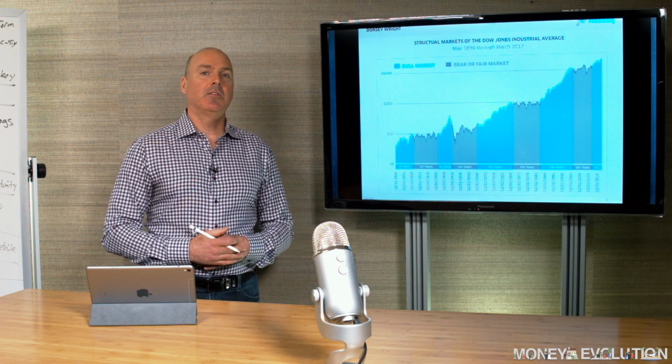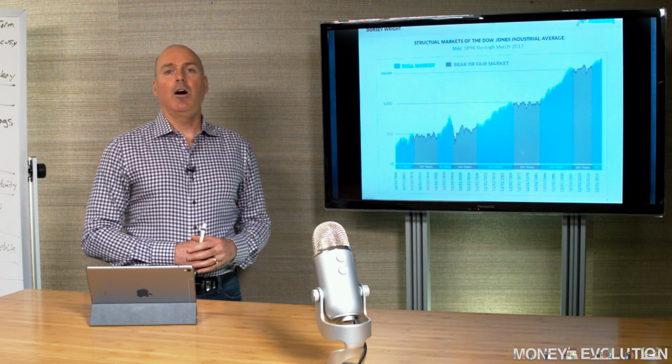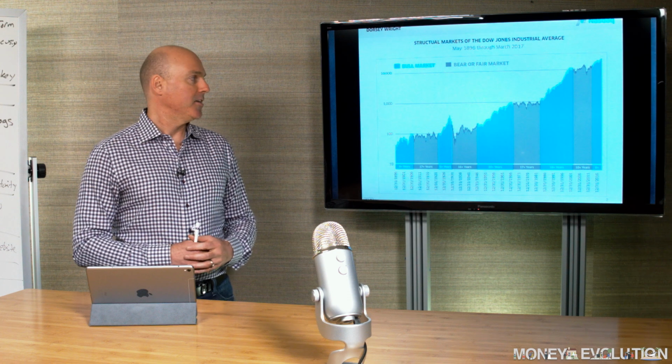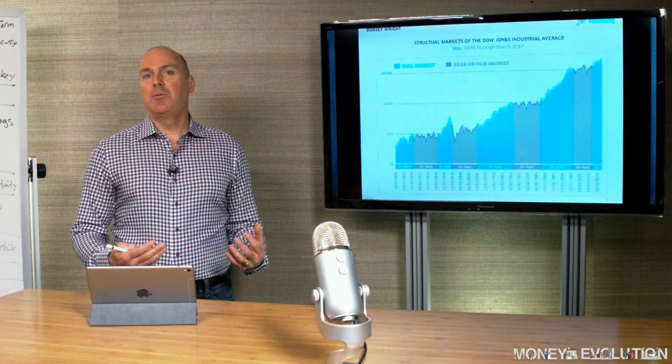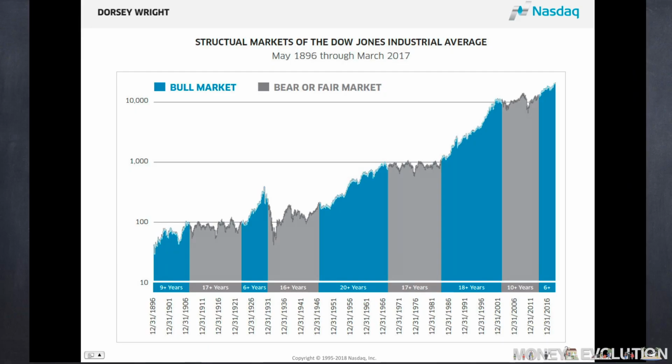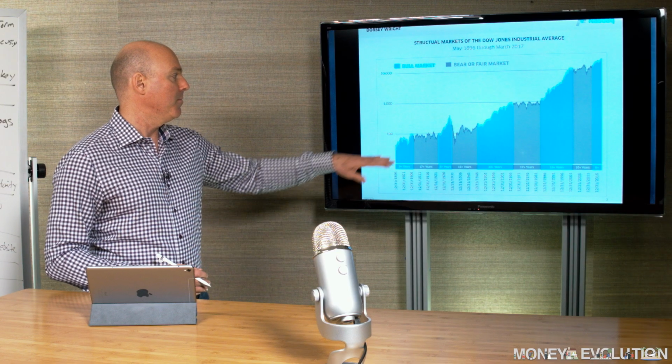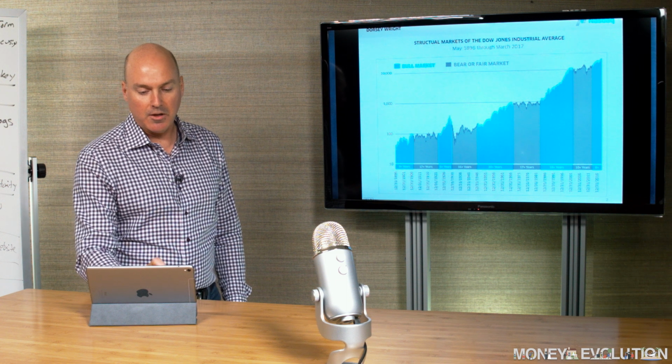And everyone talks about the stock market having a long-term average that might be close to 9 or 10% over time. But when we look a little bit more closely, this is a chart here of the Dow Jones Industrial Average, and looking at something called the structural markets of the Dow. And although we think of these markets in long-term averages, we can more often characterize this by these bull and bear periods, with the bull markets represented in the blue, and the bear market periods represented in the gray.